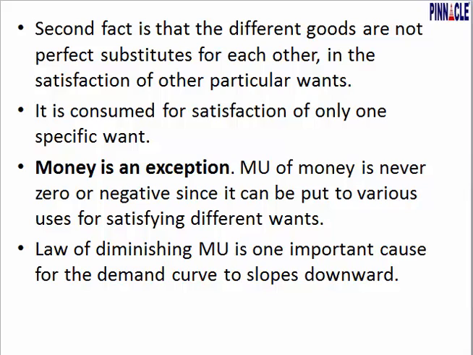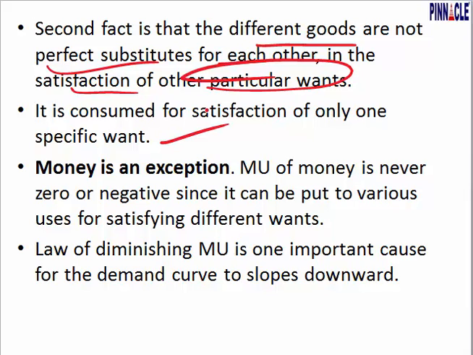The second fact is that different goods are not perfect substitutes for each other in the satisfaction of particular wants. What does it mean? Different goods are not perfect substitutes. This line is important. Coffee may not replace tea 100%, or jeans may not replace salwar kameez 100%. This is the message he wants to convey. Each good is consumed for the satisfaction of only one specific want.